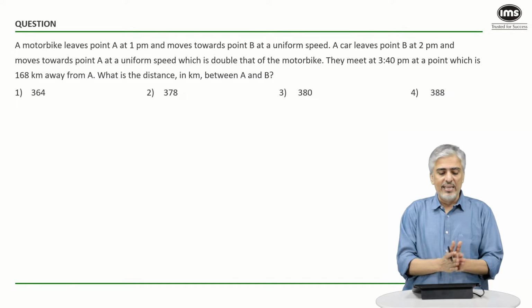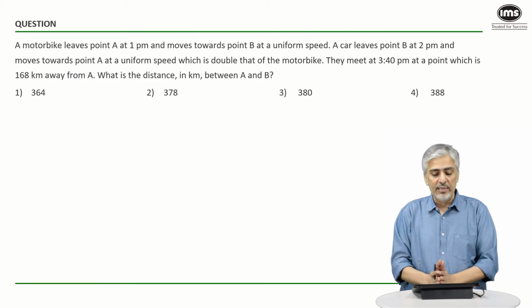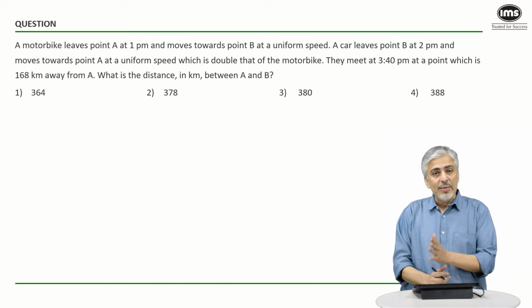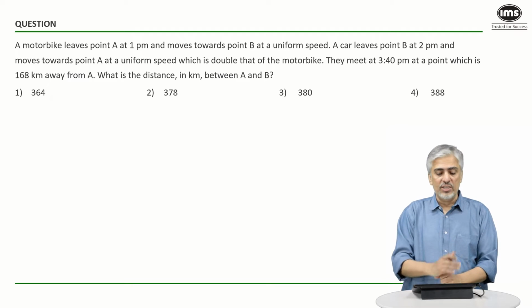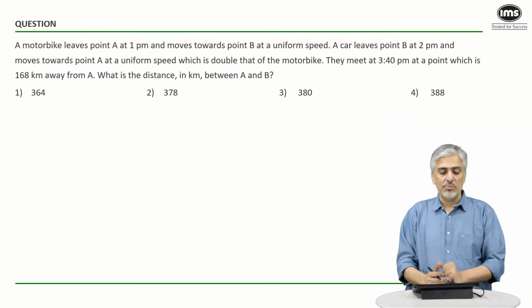They've told us that the motorbike leaves point A at 1 p.m. and moves towards B at a uniform speed. A car leaves B at 2 p.m., that is from the opposite direction, and moves towards A at a uniform speed, which is double that of the motorbike. So the speed of the car is double that of the motorbike.